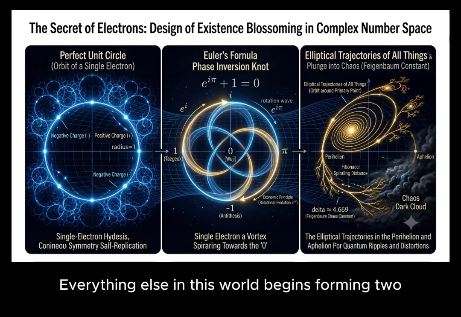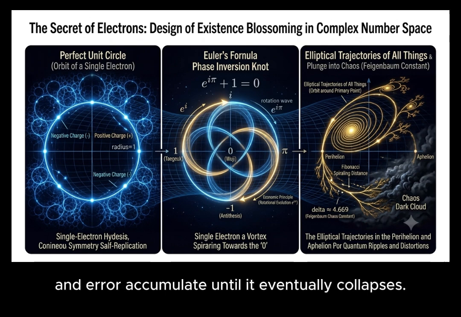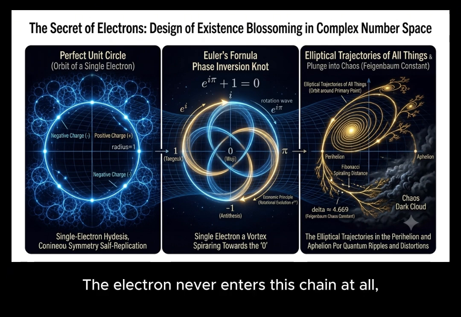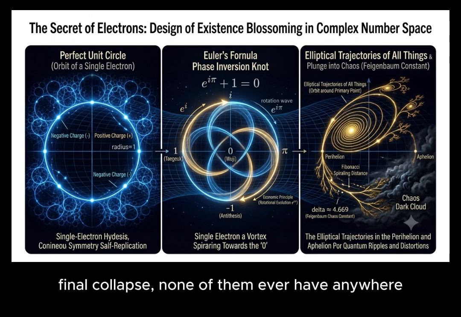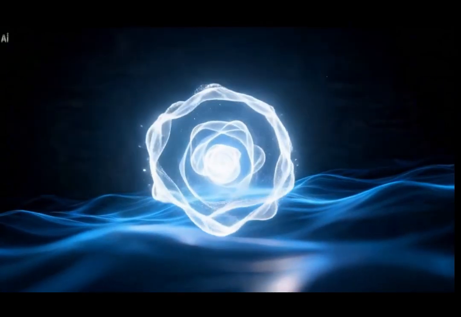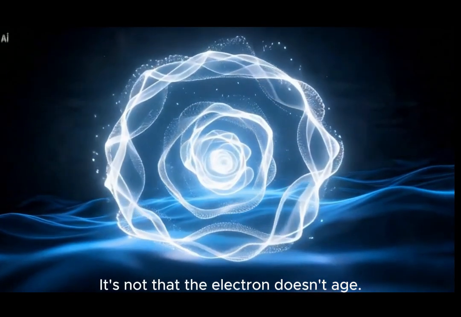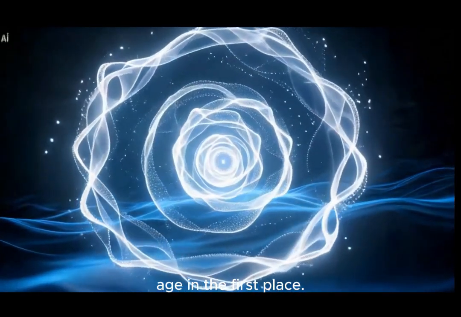Everything else in this world begins forming two focal points the moment it splits, and tension and error accumulate until it eventually collapses. The electron never enters this chain at all. The very first link, the split itself, has simply never occurred. And so the second link, the third, the final collapse, none of them ever have anywhere to happen for the electron. It's not that the electron doesn't age. It's that it was never set up to age in the first place.